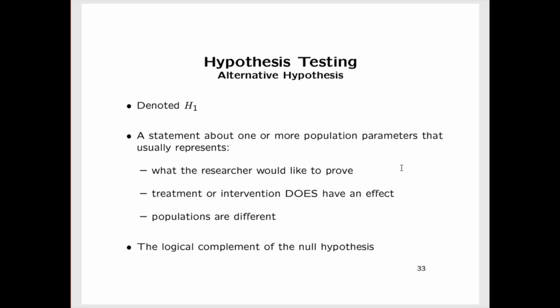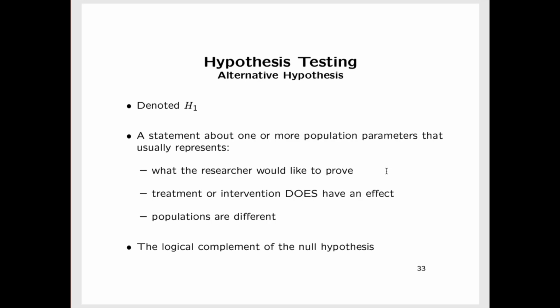And so when setting up hypotheses, one of the main questions that students often ask is how to set up the hypotheses. The primary way that we want to think about this in setting these up is that we identify what the researcher is trying to prove, and we always put that in the alternative hypothesis.